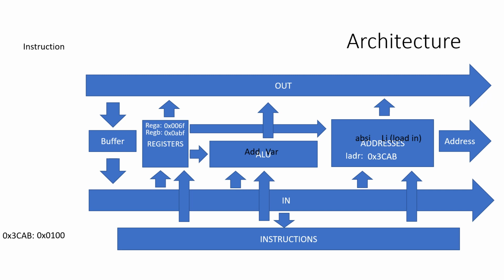Then, the address stored in IADDR, 0x3CAB, is placed onto the address bus. At this point, one cycle has passed. Now, the value from memory is loaded into the inbus, added to register A, and placed on the outbus.